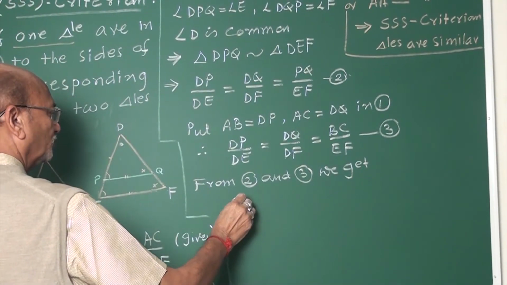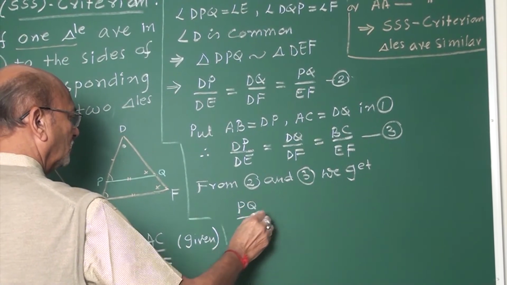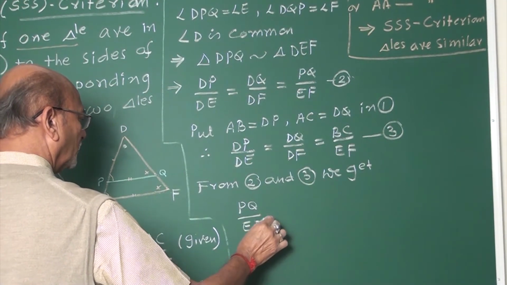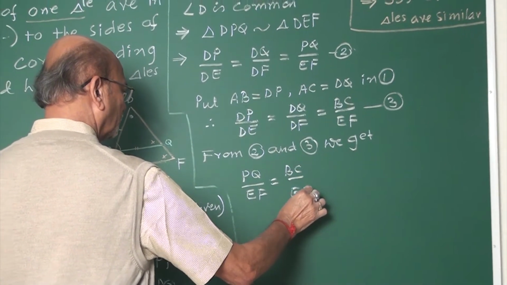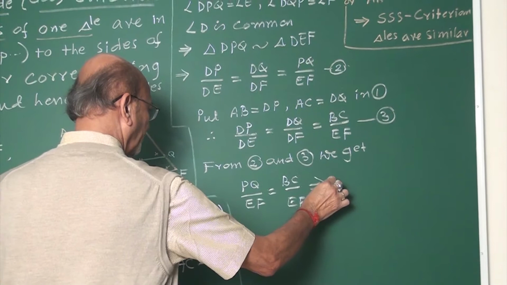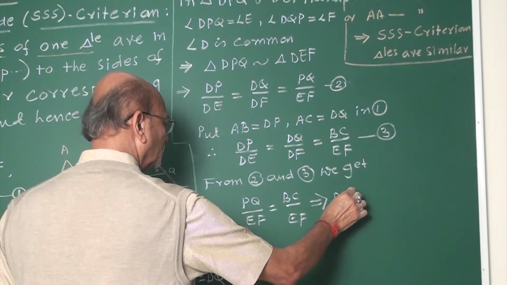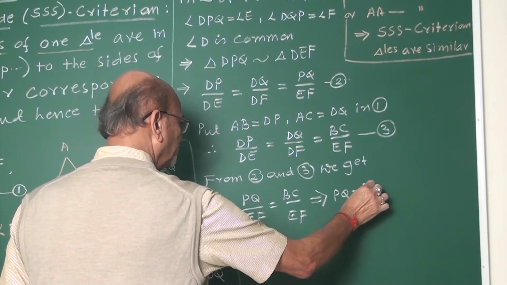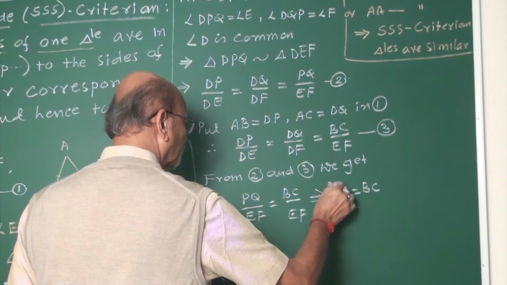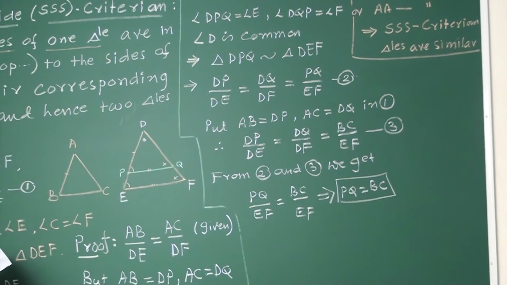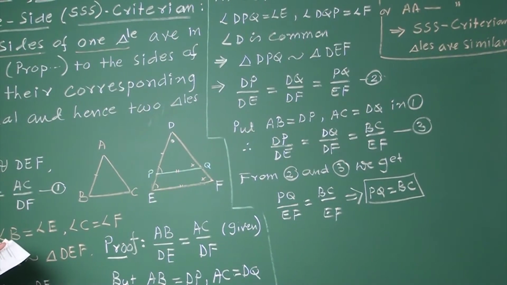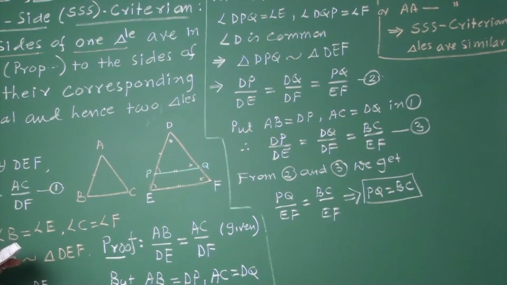We get PQ upon EF equal to BC upon EF. Again, this gives PQ equal to BC, or BC equal to PQ. PQ equal to BC, my friends.